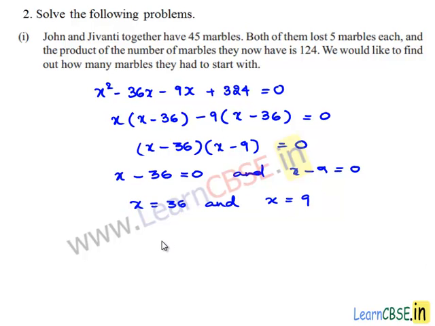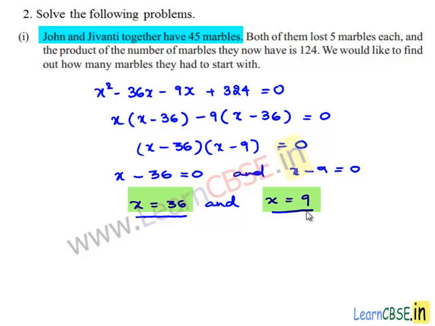Initially we assumed the number of marbles John had is x. If John had 36 marbles, Jivanti would have 9 marbles.